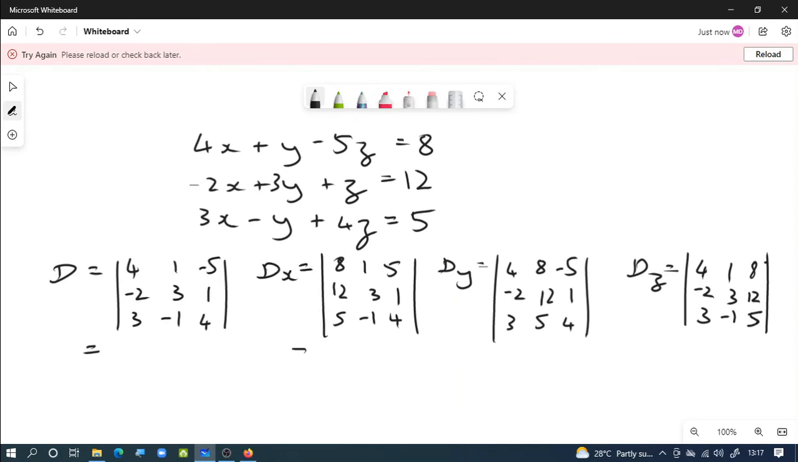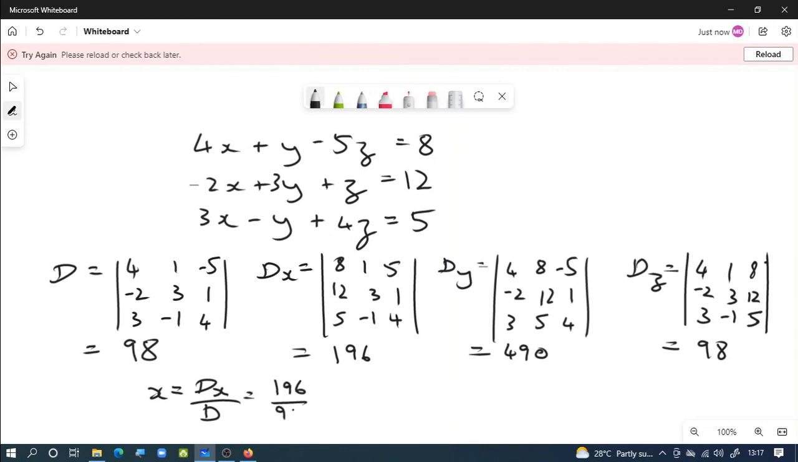Now you compute the determinant of these 3 by 3 matrices. The results would be 98, 196, 490 and 98. So finally x, the value of x is dx over d, which is equal to 196 over 98, which is equal to 2.